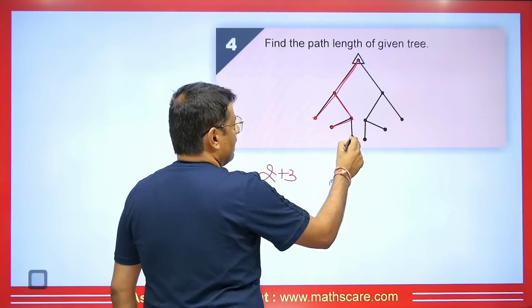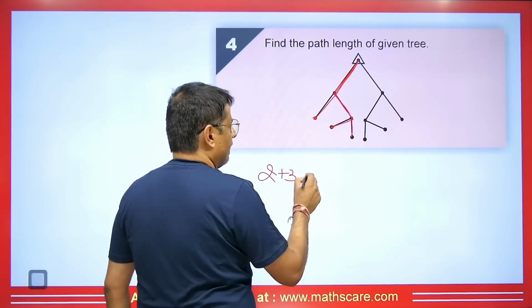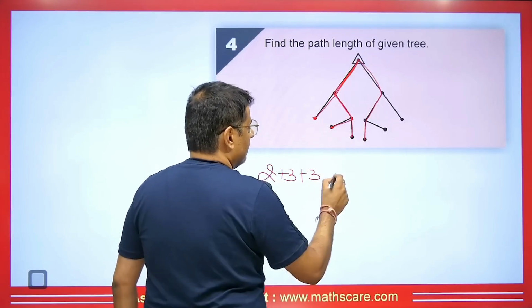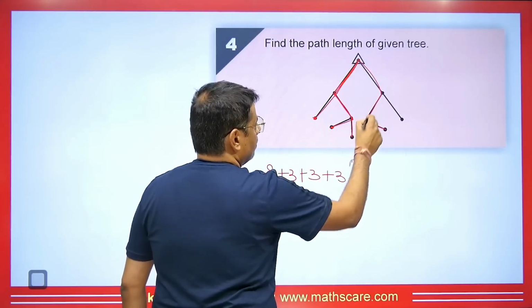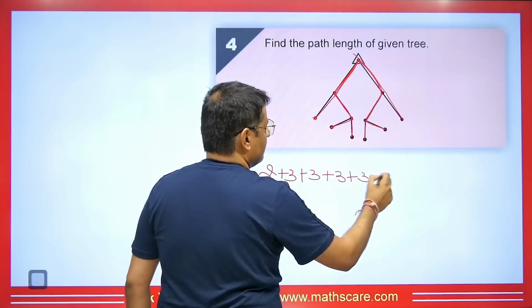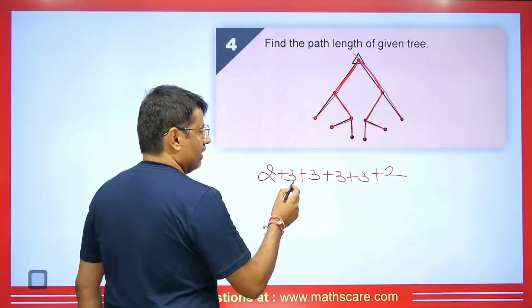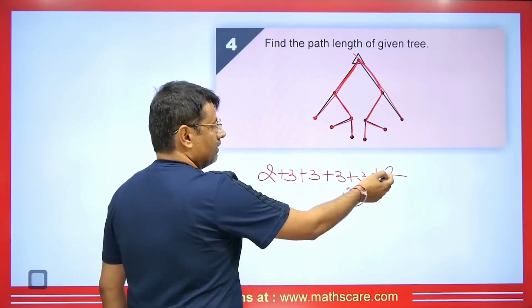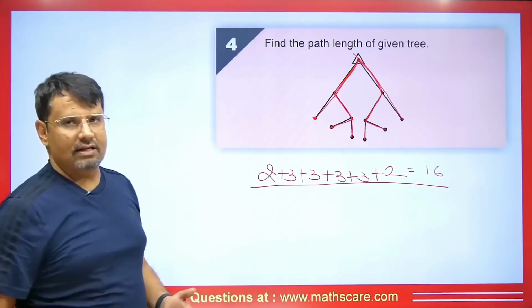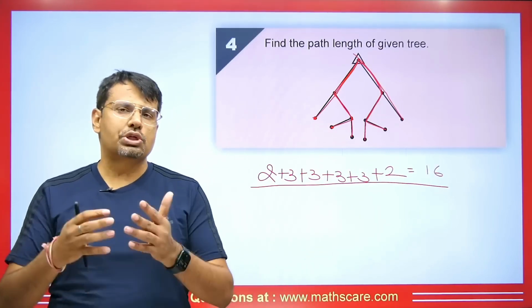Then if we calculate it from here, this will come 1, 2, 3. For this, we'll take from here, so 1, 2, and 3. Then we will calculate it from here, so 1, 2, and 3. And then we will calculate it from here, so 1, 2, right? How much is it? 3, 3, and 3. This is 12, 13, 14, 15, 16. So what will be the path length? It will be 16. In this way, we can easily solve this.